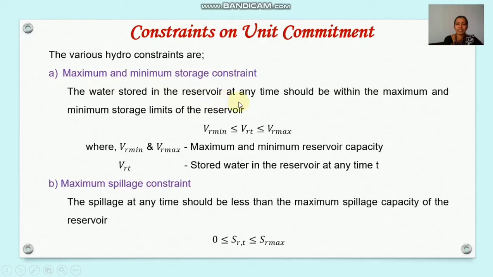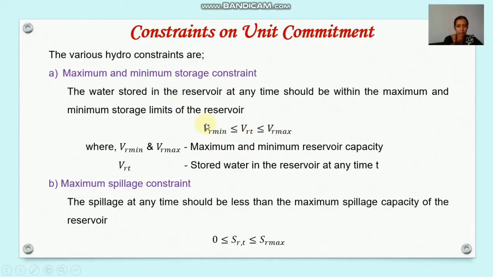The water we store in the reservoir of a hydroelectric power plant must lie between the minimum capacity and the maximum capacity of the reservoir. Simple. Mathematically it is written as VR minimum less than or equal to VRT less than or equal to VR max. VRT is the water in the reservoir at time t. These two are the minimum and maximum storage capacity of the reservoir.